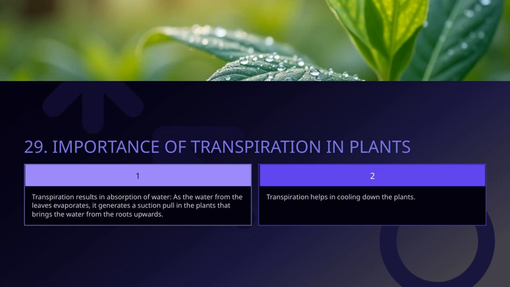So overall, transpiration is not just about water movement. It's also vital for maintaining the plant's temperature and ensuring its overall health and stability.